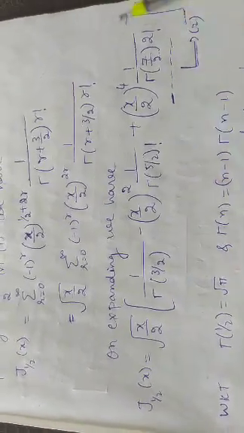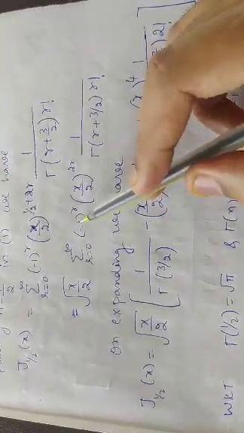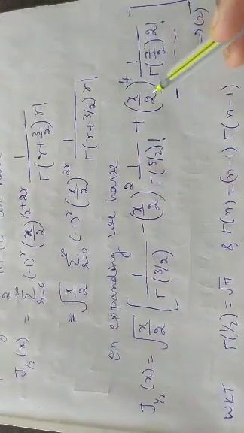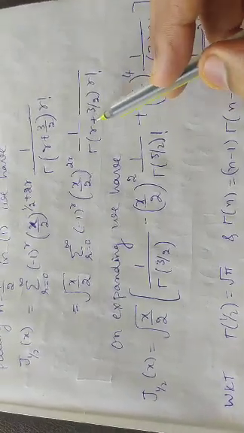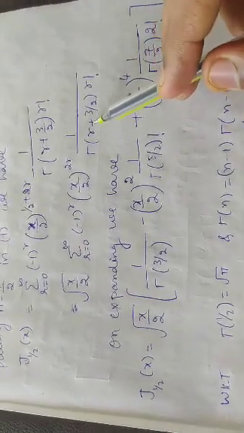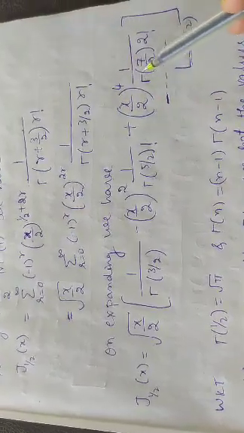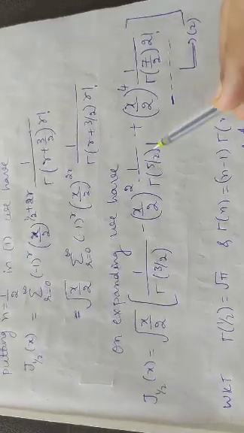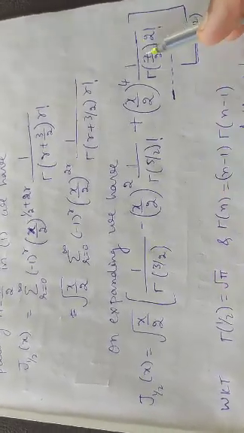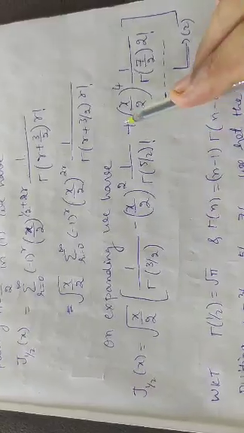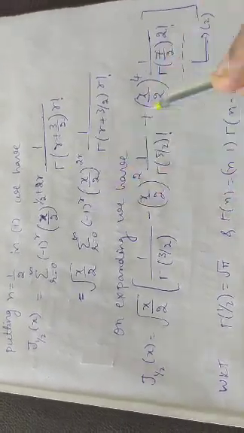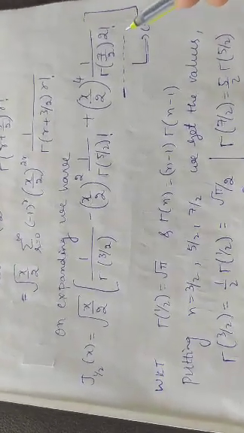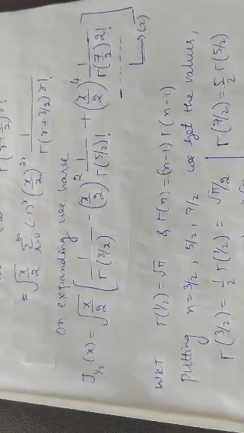Plus, because minus 1 whole square is plus, again x by 2 whole power 2 into 2, which is 4, and 1 by gamma of 2 plus 3 by 2, which is 7 by 2, gamma of 7 by 2 into 2 factorial. Again the series will go on, so just write 3 to 4 terms, it's sufficient. Again the signs alternate, because minus 1 whole cube is negative. So the series will go like this. Call this equation 2. Now you have to use the gamma function property.